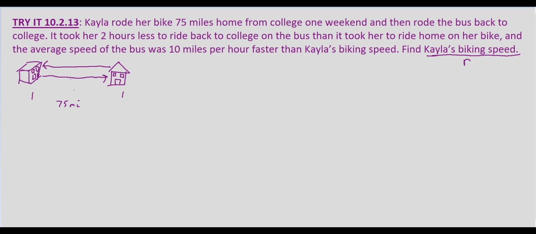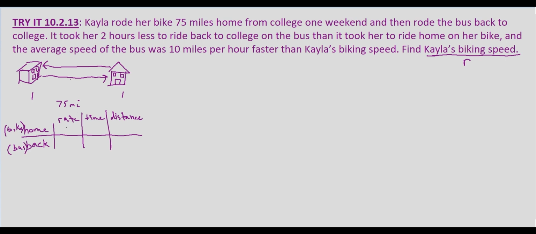So we're looking at distance equals rate times time. So again, we'll set up our little chart. We'll call this home and back. And we're looking at rate times time equals distance. So our rate, we said we would define her biking speed as R. So this is bike, and this is bus.